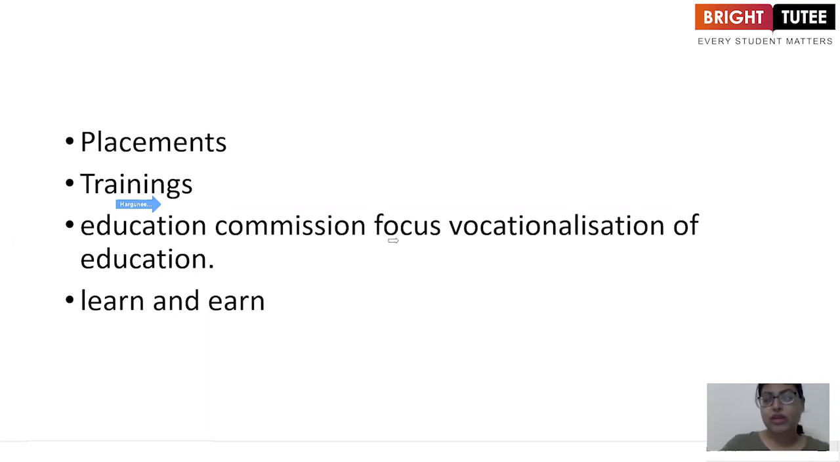Education Commission of India focuses on vocationalization of education. That is, you get yourself educated and then after that, you take a job. So learning and earning again is emphasized by the Indian education system. It's not only that you learn and then you stay back at home. It's important that you learn and you do something about it. That is, you earn also based upon all the learnings that you have received.